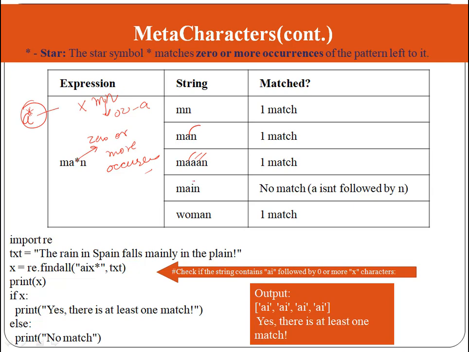Here you can see I has also come, which we have not put into the pattern. Here it is correct. So here you are putting it like this: AIX asterisk. It means A, I, then X can be zero or more occurrences. In this way, you can find it out.